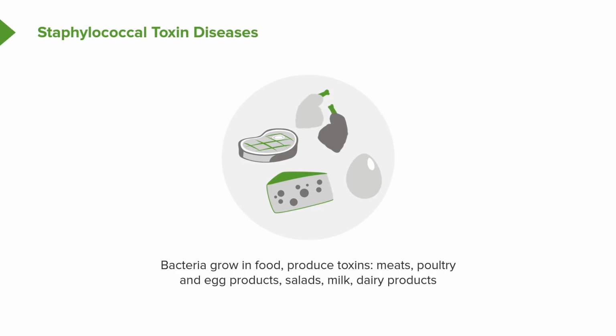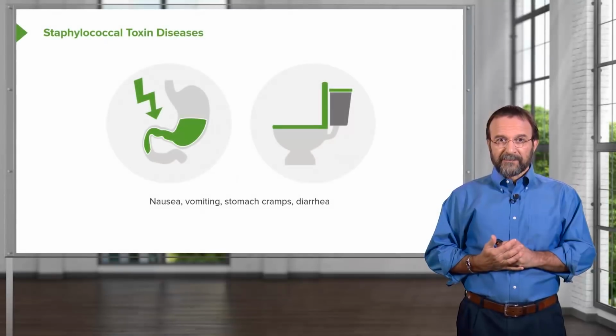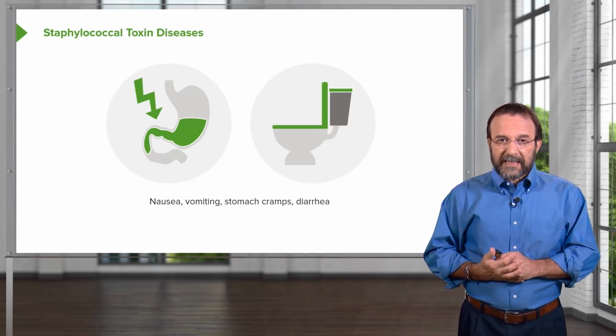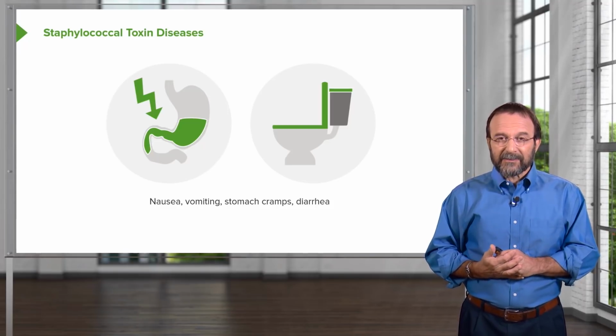This typically happens with meats, including poultry, egg products, salads, milk, and dairy products. So if you ever have been to a buffet where there's lots of food spread out on the table, if it sits there for hours at room temperature, the bacteria can grow and make their toxins. Next time you go to such a function, make sure the people are wearing gloves. If they're not, you should just stick with the wine and don't touch the food. This disease, when you ingest these toxins, causes nausea, vomiting, stomach cramps, and diarrhea.